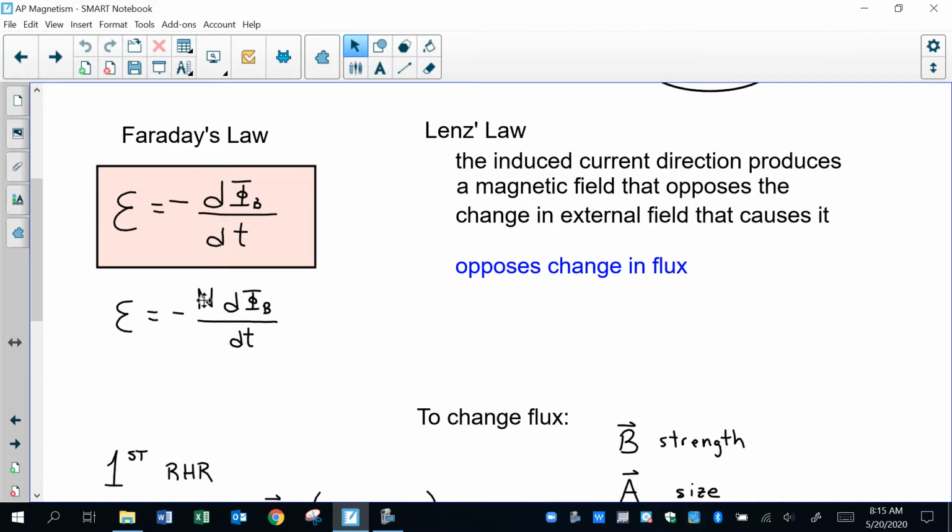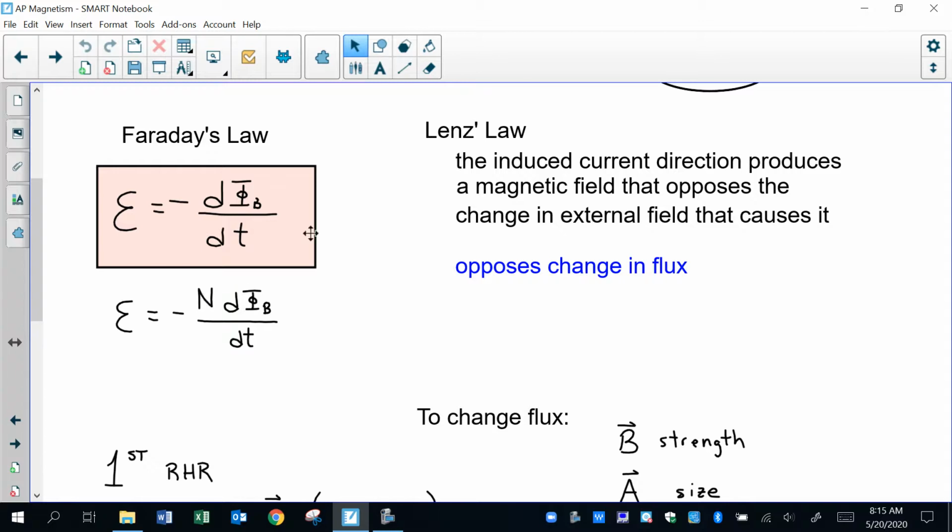Now I can put an N in front because if I look at the flux through a particular section of wire, well, if I have that wire coiled, every coil will have that same EMF in it, and it builds, which is why we commonly see big coils of wire when it comes to things involving electricity, whether it's an electromagnet, which was a couple chapters ago, or whether it's this.